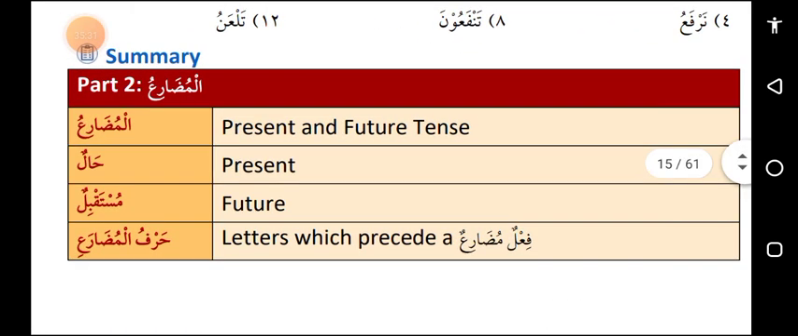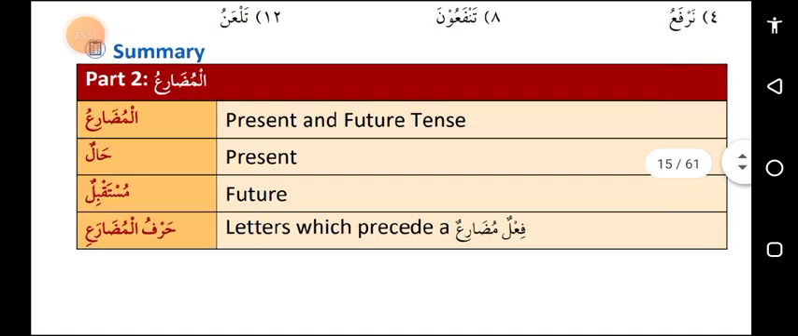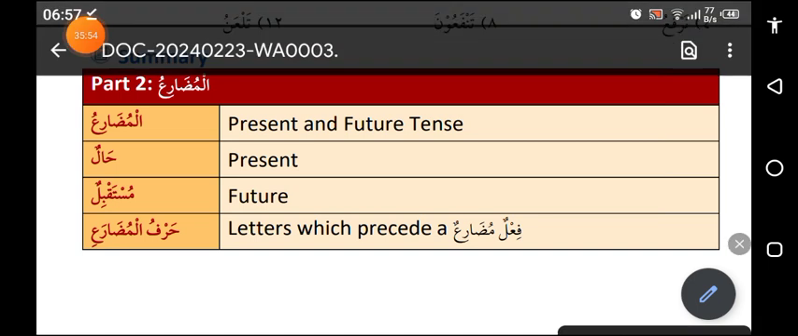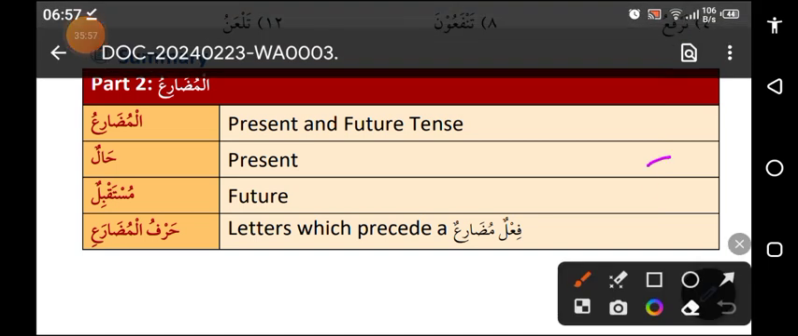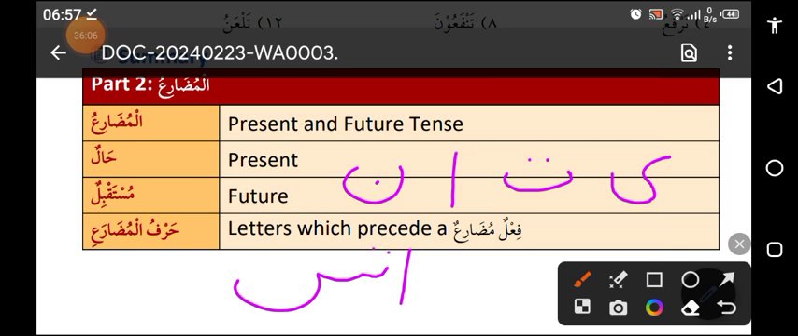Today what we learned about is the word al-mudari', the word hal, the word mustaqbil, and the word huruful mudari', what I call alamatul mudari', the huruf atain, which are always present in every fi'l mudari'. So either a fi'l mudari' starts with a ya or a ta or a hamza or a noon, and we make an acronym of the huruf atain. So we always say that the huruf atain is either a ya or a ta or a hamza or a noon.